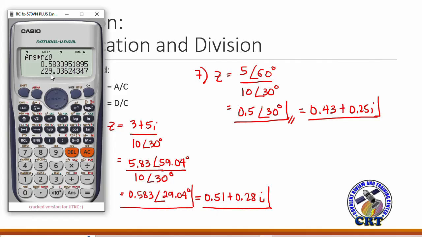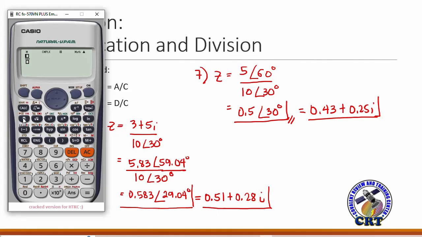Angle of 29.036. Our answer from the conventional method is 29.04 degrees. Okay, so the same answer from the conventional and from this complex mode calculator technique. Let us check the answer for number 7.